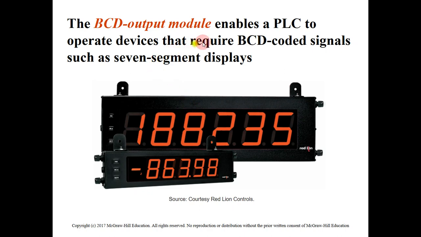So here the BCD output module enables the PLC to operate devices that require a BCD code signal, such as a 7-segment display. So we have here the 7-segment display. We want to use it with the PLC. In order to connect this to the PLC, we need to use the BCD output module.